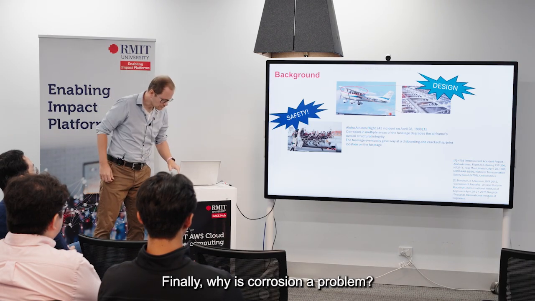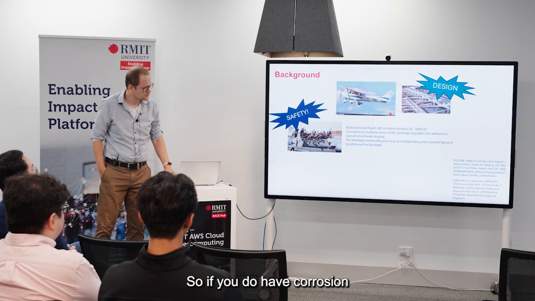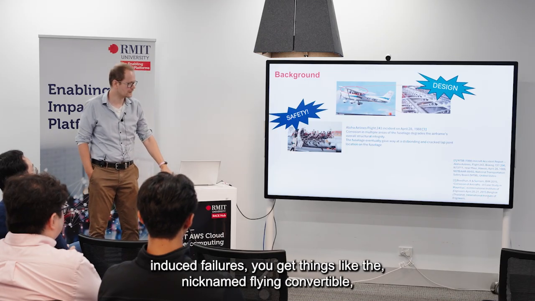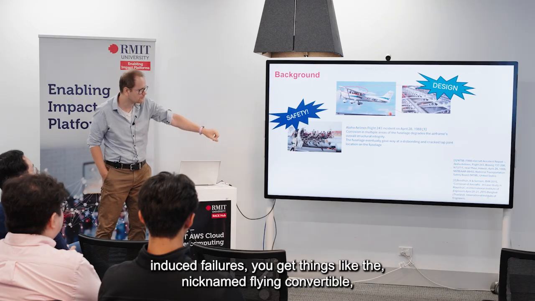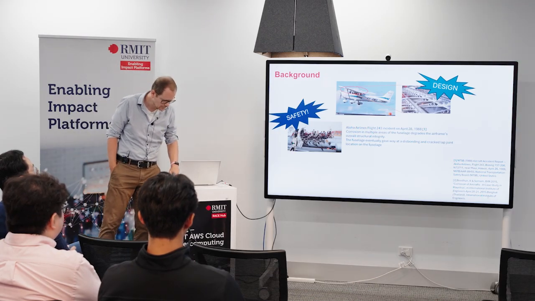Finally, why is corrosion a problem? Well, you see some of the safety aspects that may occur. So if you do have corrosion-induced failures, you get things like the nicknamed flying convertible, which was about 40 years ago, the Aloha Airlines accident.